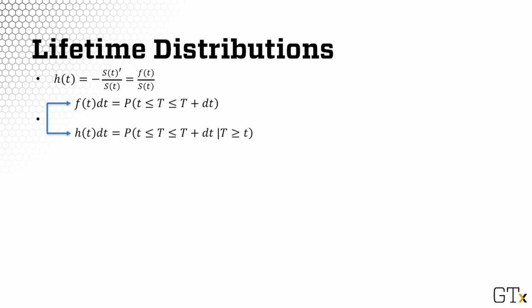Here I am going to draw your attention to the difference between the density and the hazard. The density, f(t) dt, is by definition the probability that T is between small t and t plus dt, while the hazard is the same probability, but conditionally on capital T being bigger than small t.